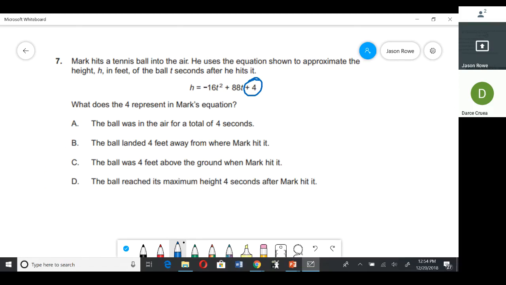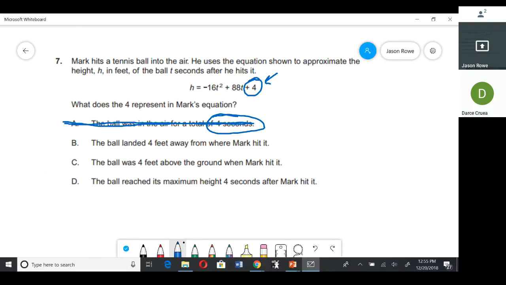The H, well, what am I trying to say, Mr. Rowe? You know what I'm trying to say. H represents height, so this whole equation has to represent something with height. So if it's talking about 4 seconds, that wouldn't make sense in the equation. Right. Is that what you're trying to say? Yes, that's what I was trying to say. Thank you. We can eliminate that one because it doesn't make sense with the equation.